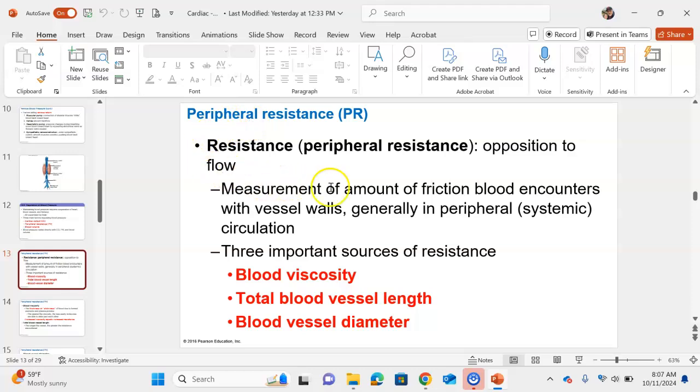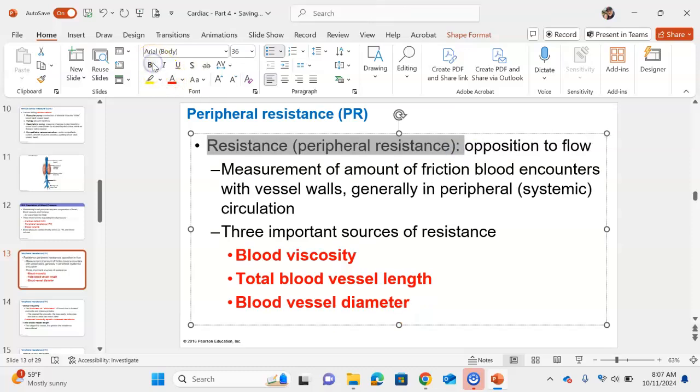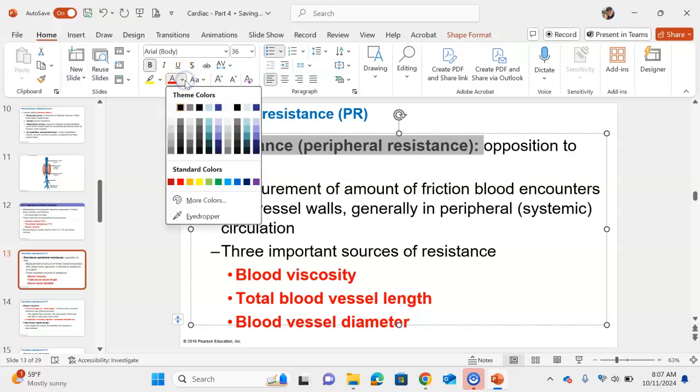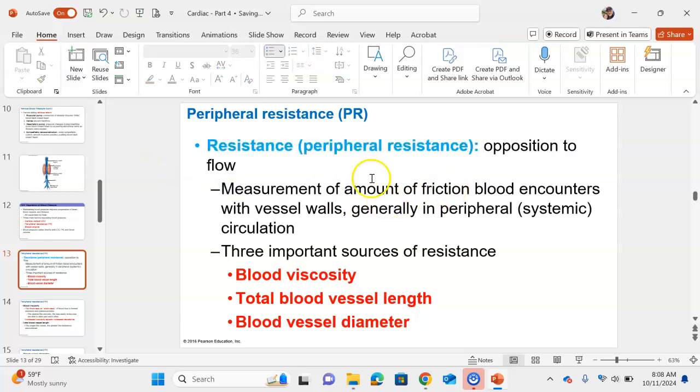So what is resistance? Okay, resistance, the opposition to flow. Let's change the color here to make it nice and fancy and fun. Let's just leave it bold and go blue. All right, so resistance. What is it? The opposition to flow. Or how easy is it, or how difficult is it for blood to flow through our vessels?